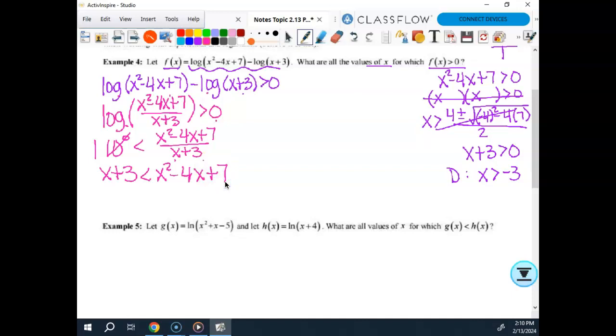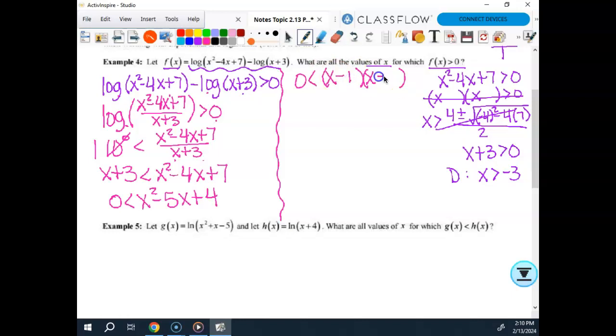I have a quadratic again, so I'm going to get all my stuff on one side. So 0 is less than x squared minus 5x plus 4. Then I'm going to factor. Let's see if this one factors. Can I factor this one? Yes. My numbers are -1 and -4. So x is equal to 1 and 4. Everybody with me so far? Right now I'm solving it just like I would if it was an equal sign. The only thing that happened was that I had to flip that around, right?